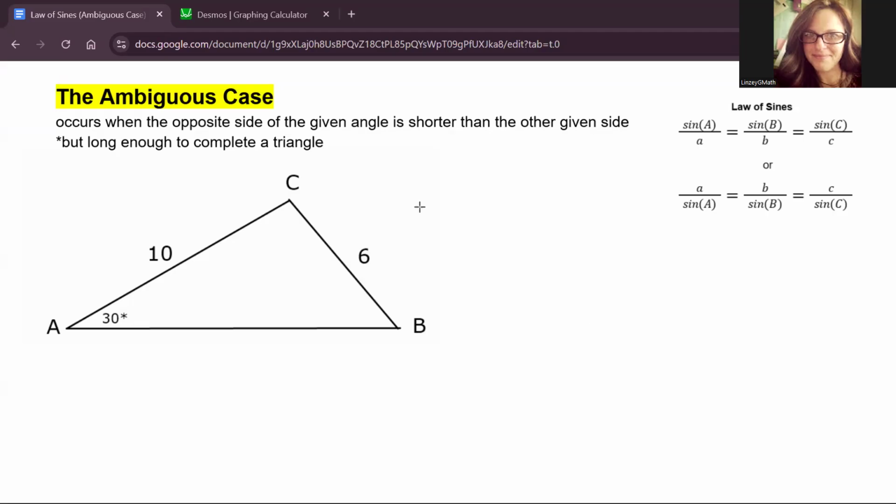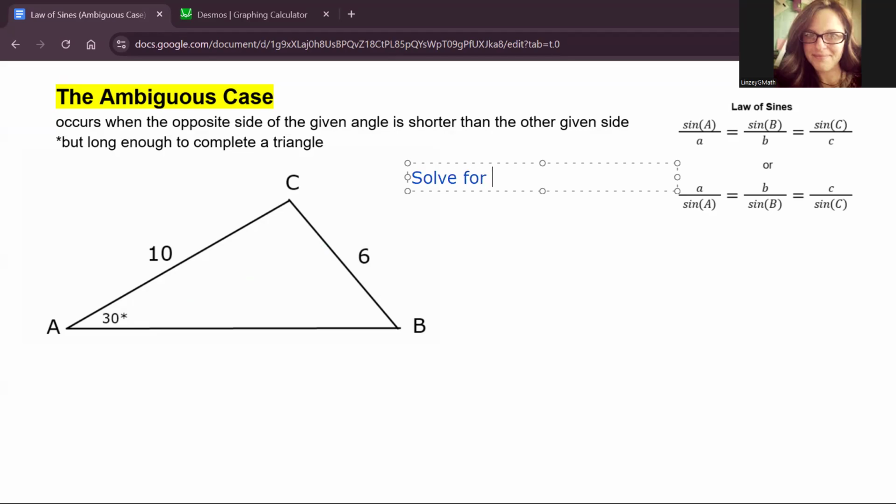Welcome to our session on the law of sines, the ambiguous case. The ambiguous case occurs when the side opposite the given angle is smaller than the other given side. I'm going to solve this triangle ABC, and then we'll solve the second possible triangle.